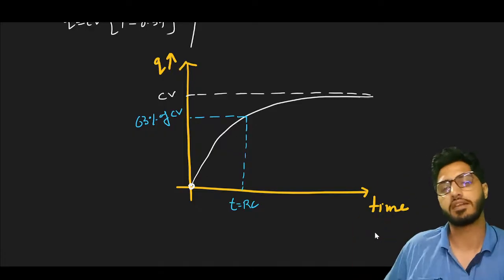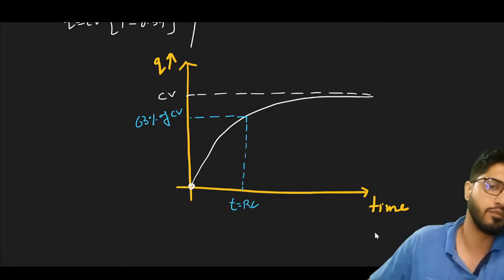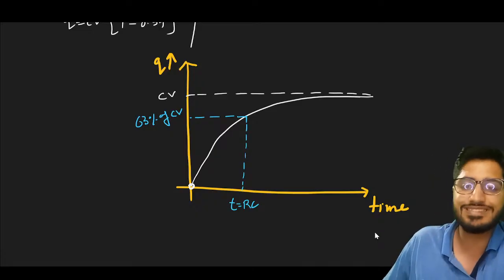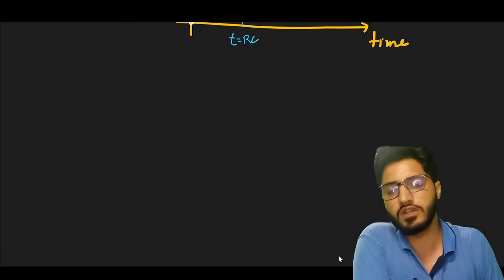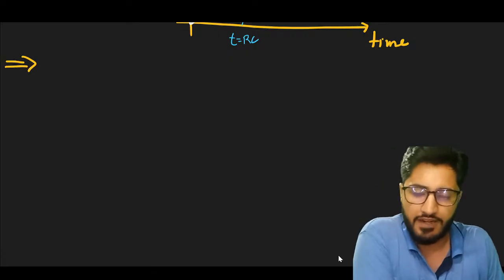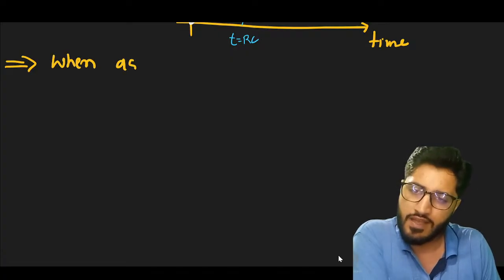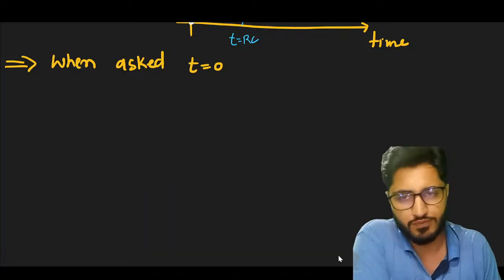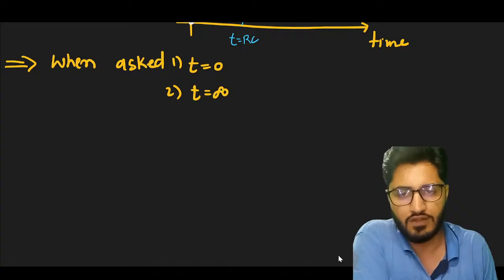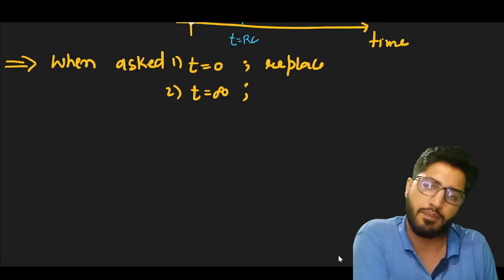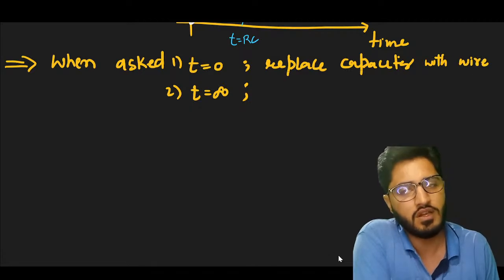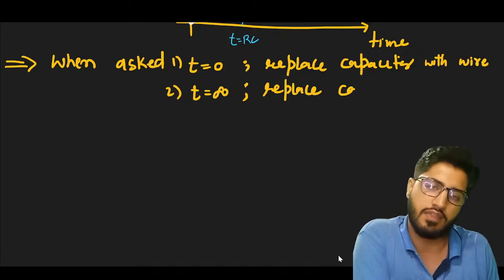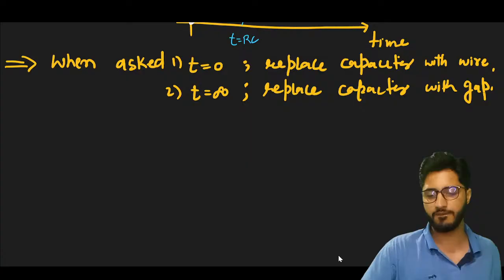Now you will find a lot of numericals. In your module or in your DPPs, in some standard books also, you will find some numericals based on the RC circuit. So I will be giving you a trick, how to solve a numerical. When asked T equals 0, first point. Second point, T equals infinite. When T is 0, replace capacitor with wire, conducting wire. When T is infinite, replace capacitor with gap. These two things you need to remember.